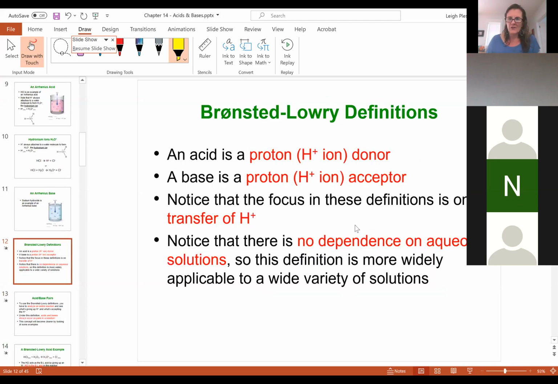Now there's a different definition, and this is called the Bronsted-Lowry definition of acids and bases. Instead of producing ions, it's looking at it from the perspective of only the proton. So HCl is a proton donor, and so it would also meet the definition of a Bronsted-Lowry acid in addition to an Arrhenius acid. The Bronsted-Lowry definition of a base is that it's a proton acceptor. And so this definition focuses only on the transfer of H plus.